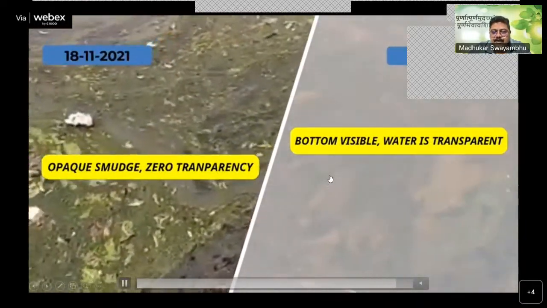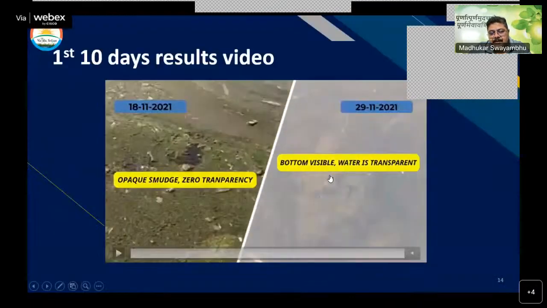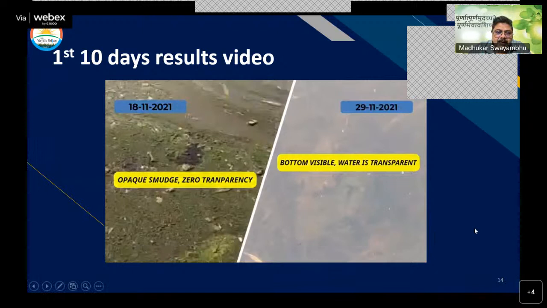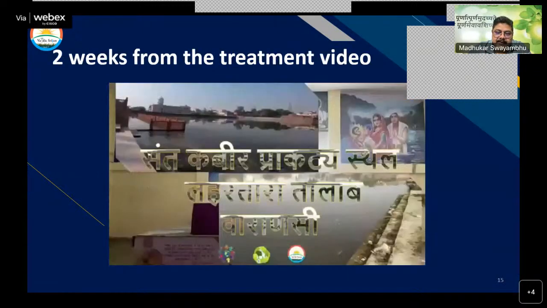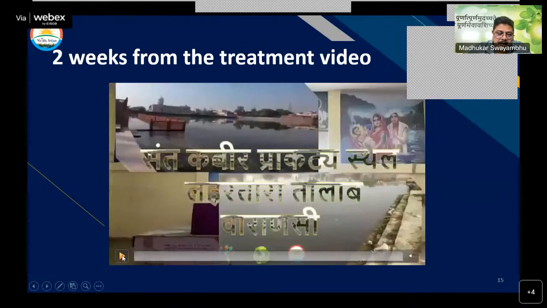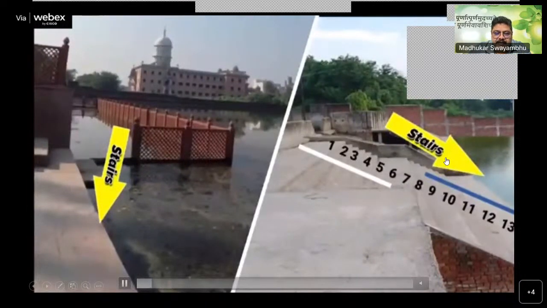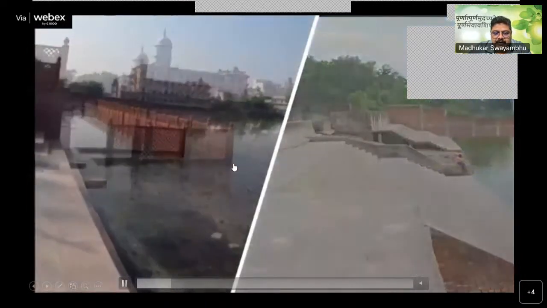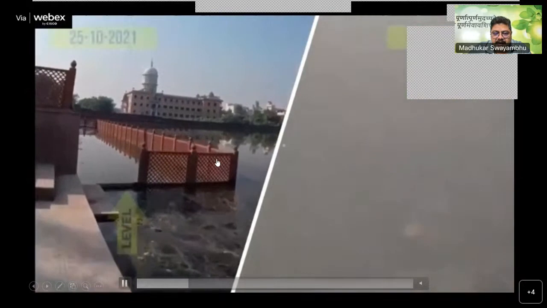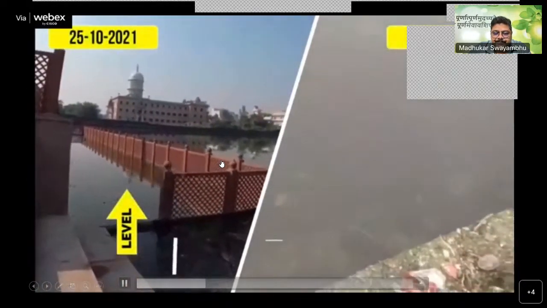So initially what you saw was the waves. Second, what you saw was the transparency. So this was the impact in 10 days. Now moving on to 2 weeks, what you can see here is that the water level has started going down.